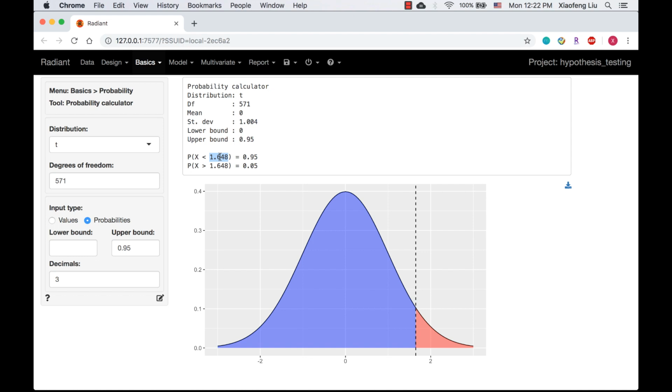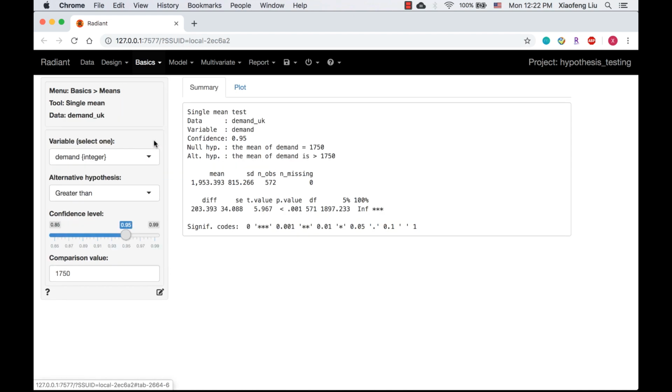The calculated t-value 5.967 is greater than it, so we reject the null hypothesis and suggest entering the UK market. All three approaches will lead you to the same conclusion. Feel free to use the one you are most comfortable with.